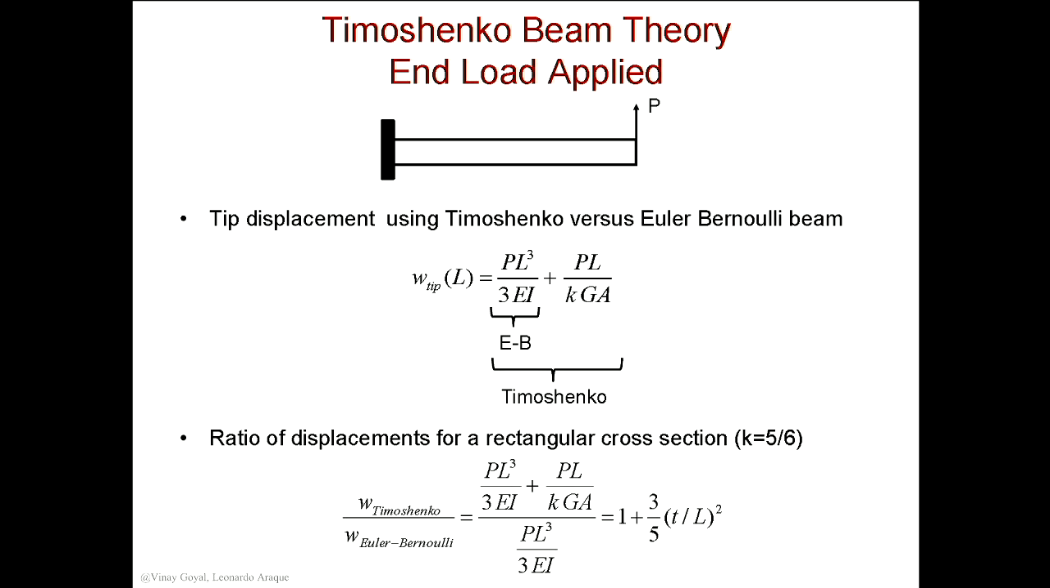I get 1 plus 3 over 5 times (T over L) squared. T is the thickness of this beam, L is the length. If I plot this, I will get how far off Timoshenko is at the tip compared to Euler-Bernoulli. You agree? That's basically what I'm doing. So if this was equal to 1, then Timoshenko and Euler-Bernoulli beam coincide. And if they're off, then we know that Timoshenko must have something more that Euler-Bernoulli beam is not doing for me. So let's see the plot for that.